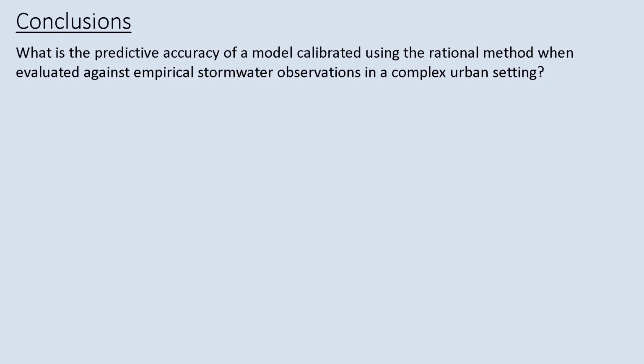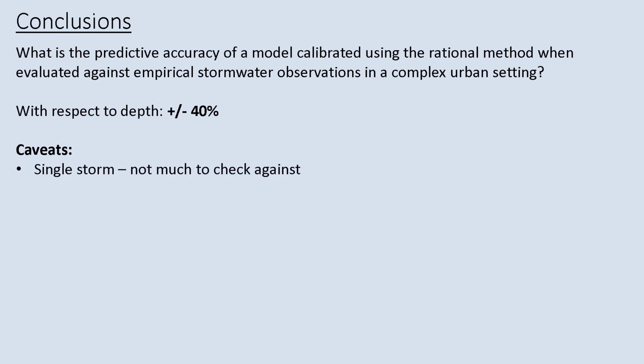All of this analysis leads us to recall our initial research question. What is the predictive accuracy of a model calibrated using the rational method when evaluated against empirical stormwater observations? Given the results in the previous slides, we find an accuracy for depth of approximately plus or minus 40%. However, this result should be taken with the following caveats.